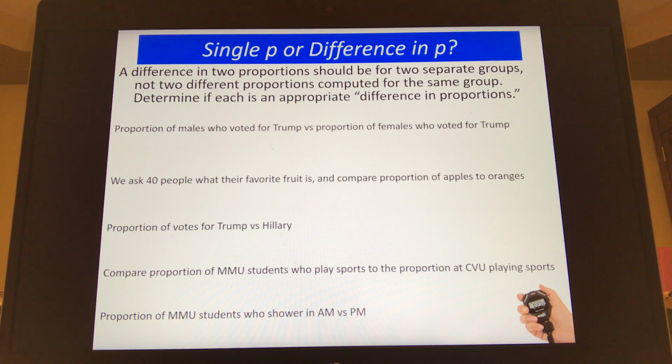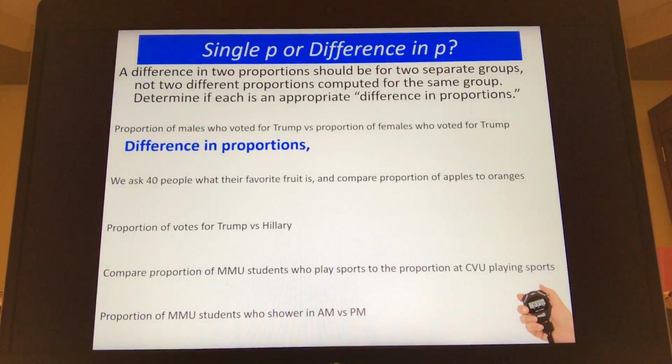So hopefully you had a chance to give these a try. We'll talk through these real quick. The first one here is the proportion of males who voted for Trump compared to the proportion of females. That's a difference in two proportions. You're looking at two different groups, a male group versus a female group, and those two separate proportions can be compared. So hopefully that first one makes sense.